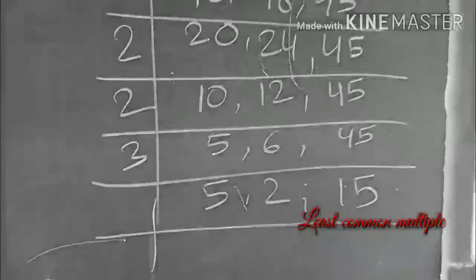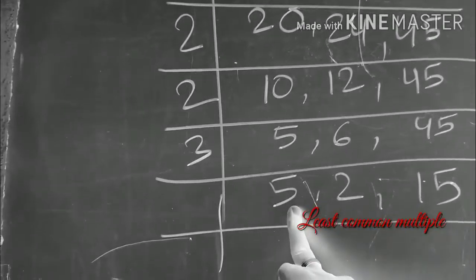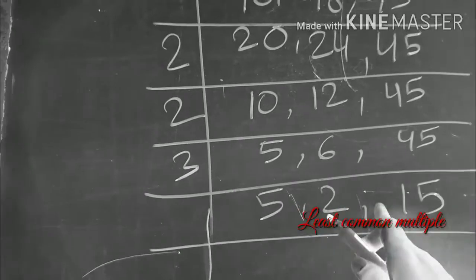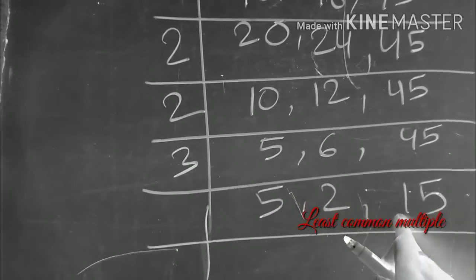Again we will come back to the starting term. 2 is divisible by only 1 term. 5 is not divisible by 2. 15 is not divisible by 2. So we will move to the next. 3 is divisible by 5, no. 2, no. 5, yes, 1 term.